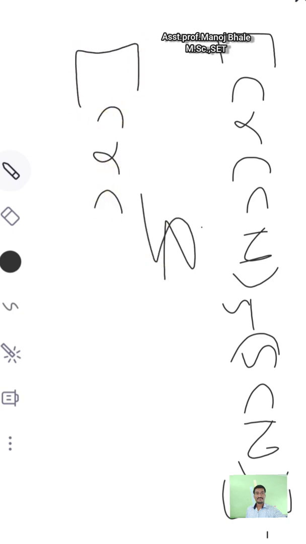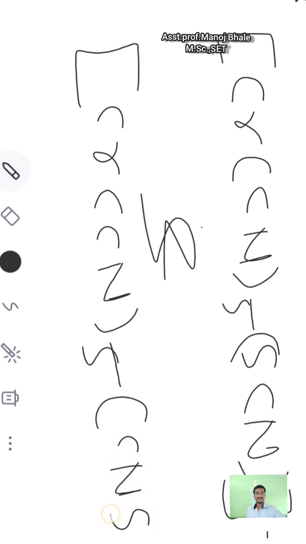chromium which is attached to 5 cyanide and CNS, square bracket complete -2. Now all students, identify which type of structural isomerism. All students, this is the linkage isomer.